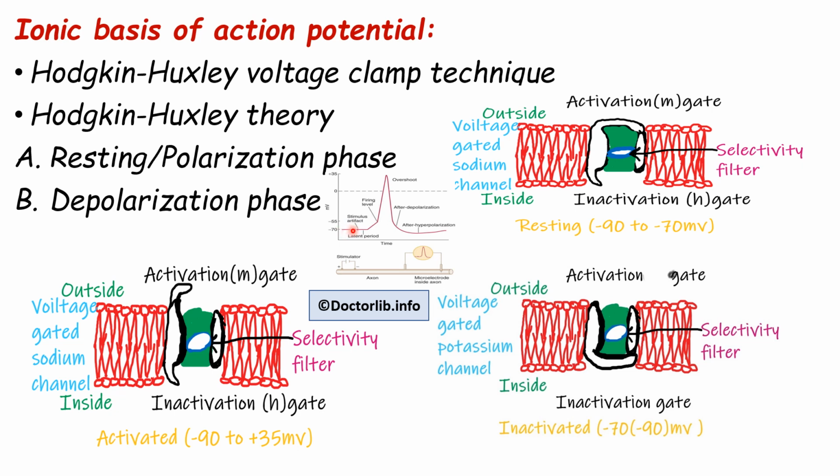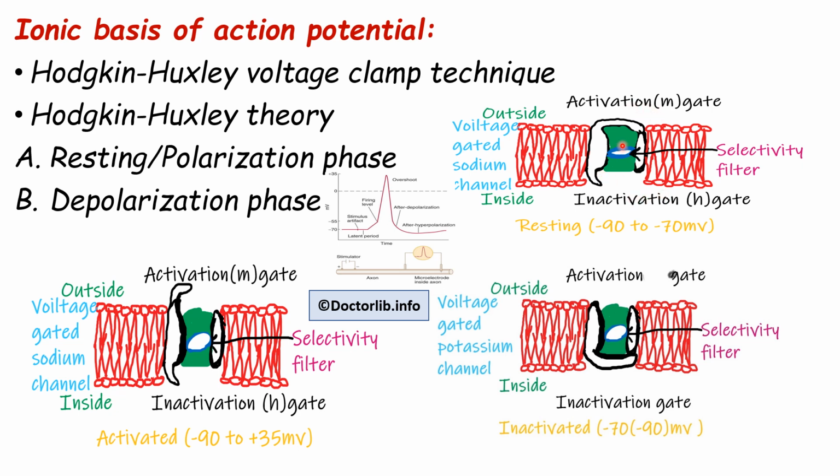During this phase, we have two main voltage gated channels. One is the voltage gated sodium channel, and the other is the voltage gated potassium channel. The voltage gated sodium channel, I discussed in previous lectures, has two gates: the activation gate, the M gate, and the inactivation gate, the H gate.